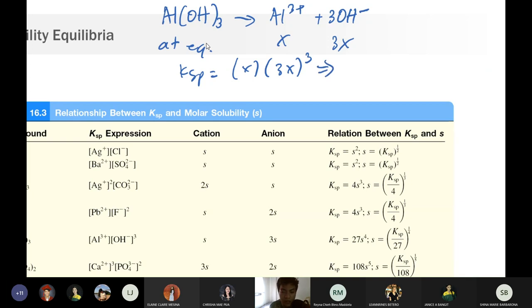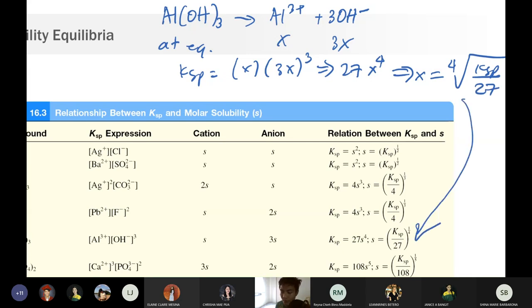So what's 3 cubed? 3 times 3, 9, times 3, 27. Then you have x times x cubed, you will have x raised to 4. Kaya nakuha nila that x is equal to the fourth root of Ksp over 27. Okay. So yun. Ganun lang. Okay.